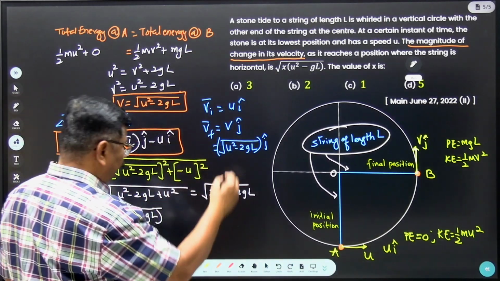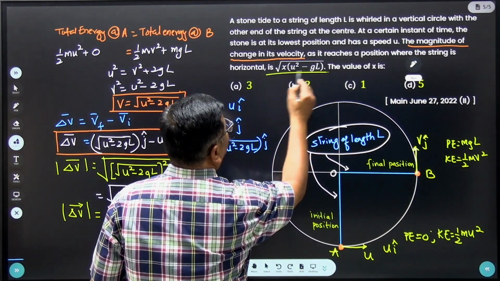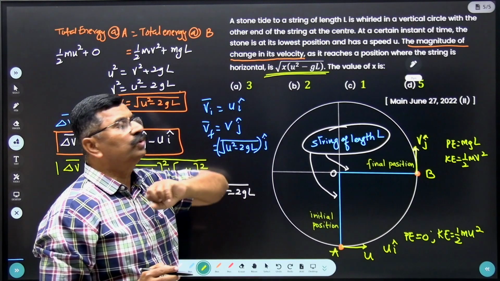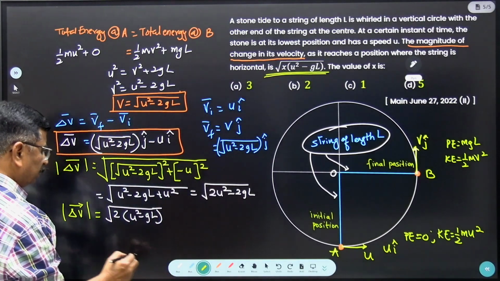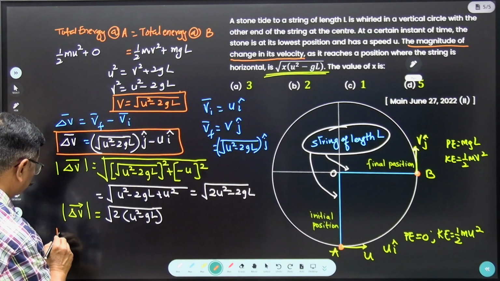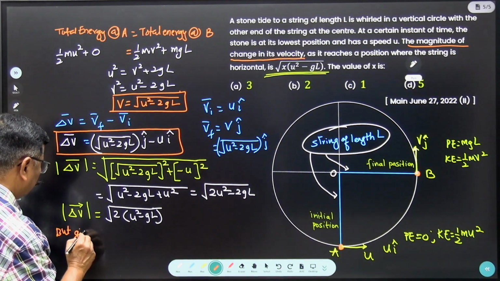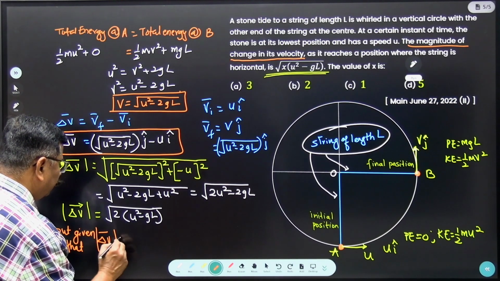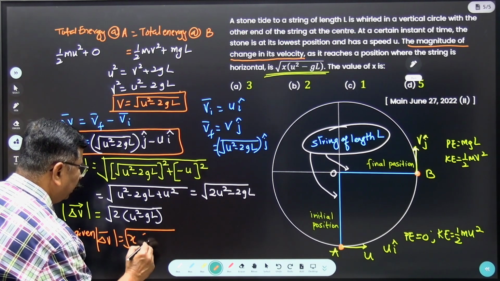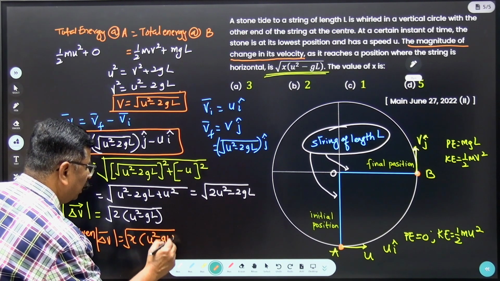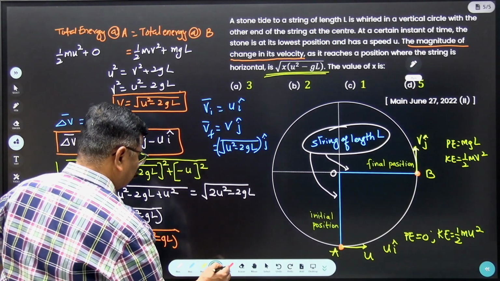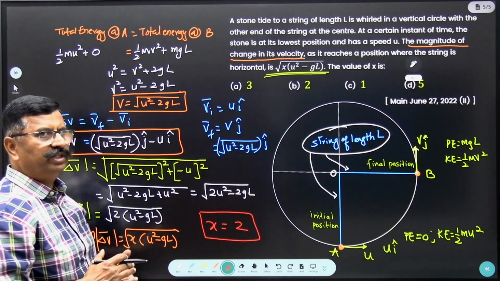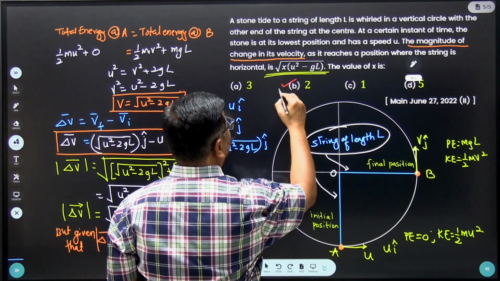Now, they had given the value of the magnitude of change in velocity as under root x into u square minus gl. It is given that magnitude of delta v is equal to under root x into u square minus gl, hence the value of x must be 2. The value of x must be 2. Now let's see which is the correct option. So B is the correct option.